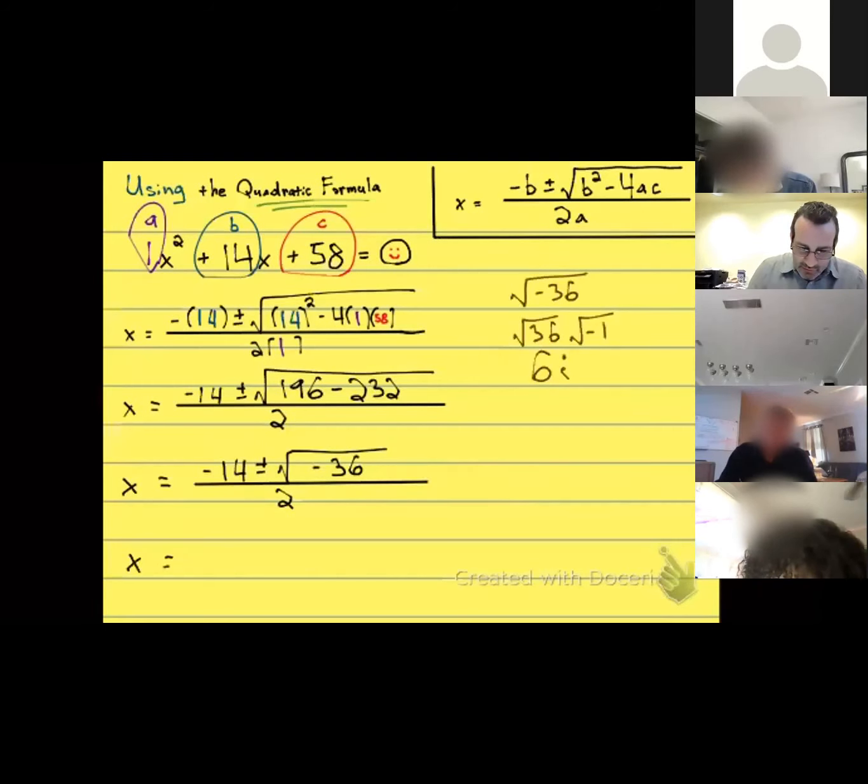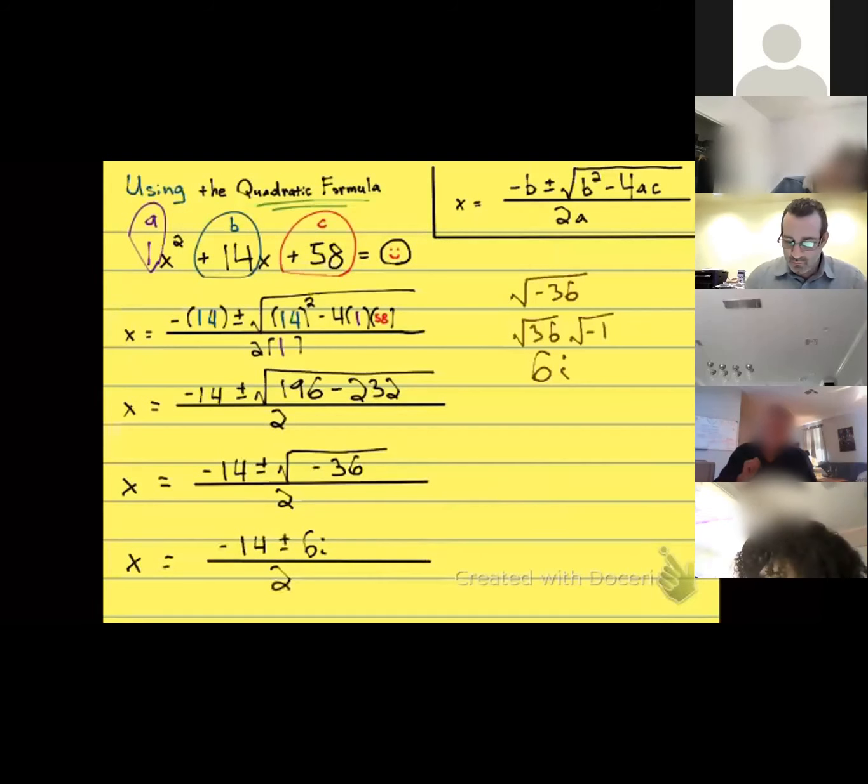x equals negative 14 plus or minus 6i all over 2. Okay, so are we done? No. Do you divide the 2 and the 14? That's right. You realize that 14, 6, and 2 will all reduce.